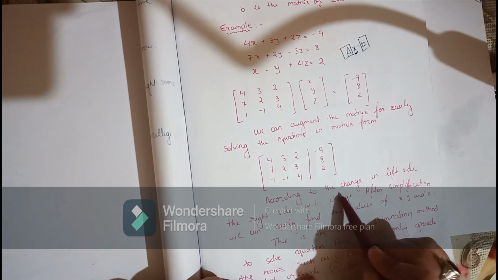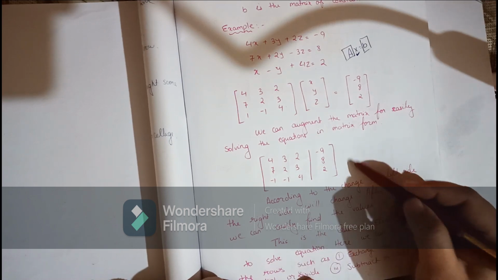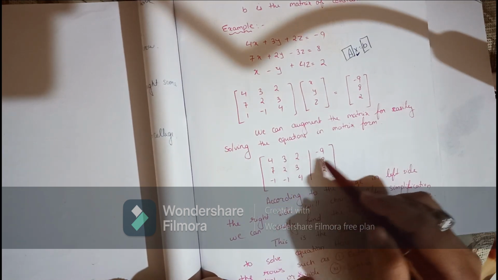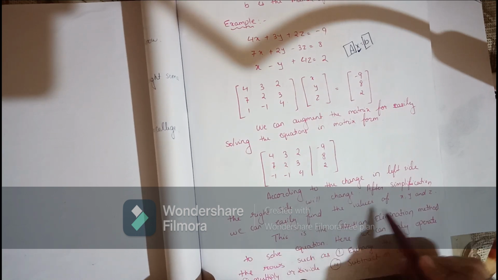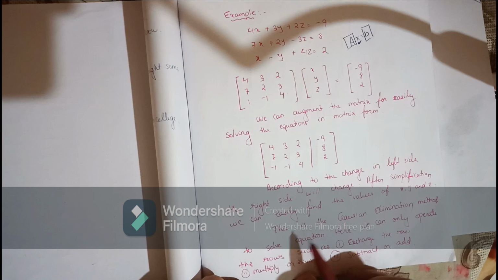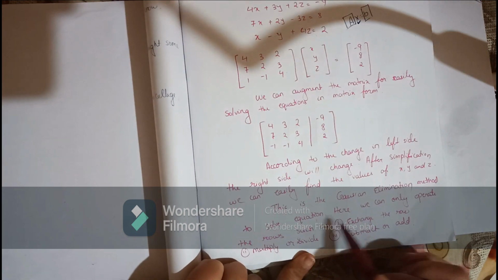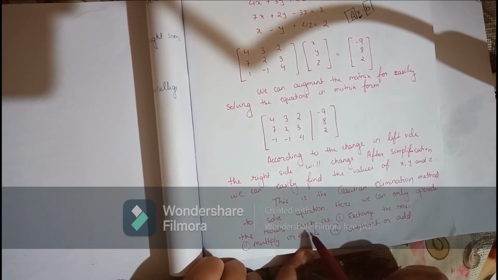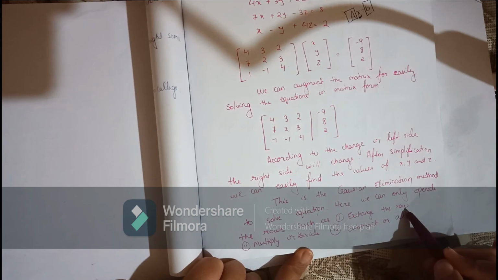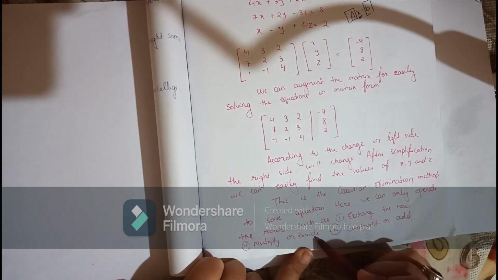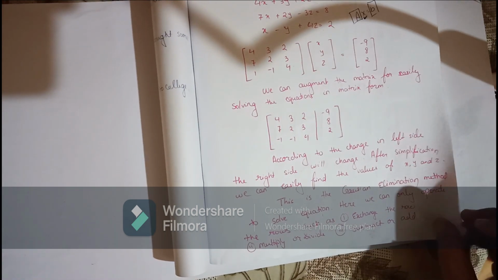According to the change on the left side, the right-hand side will also change. When I am doing a row operation, the right side also gets changed. After simplification, we can easily find the values of x, y, and z. This is the Gaussian elimination method to solve equations, as I told you before. Here we can only perform row operations: you can exchange rows, you can multiply or divide a row by any scalar quantity, and you can add or subtract rows.